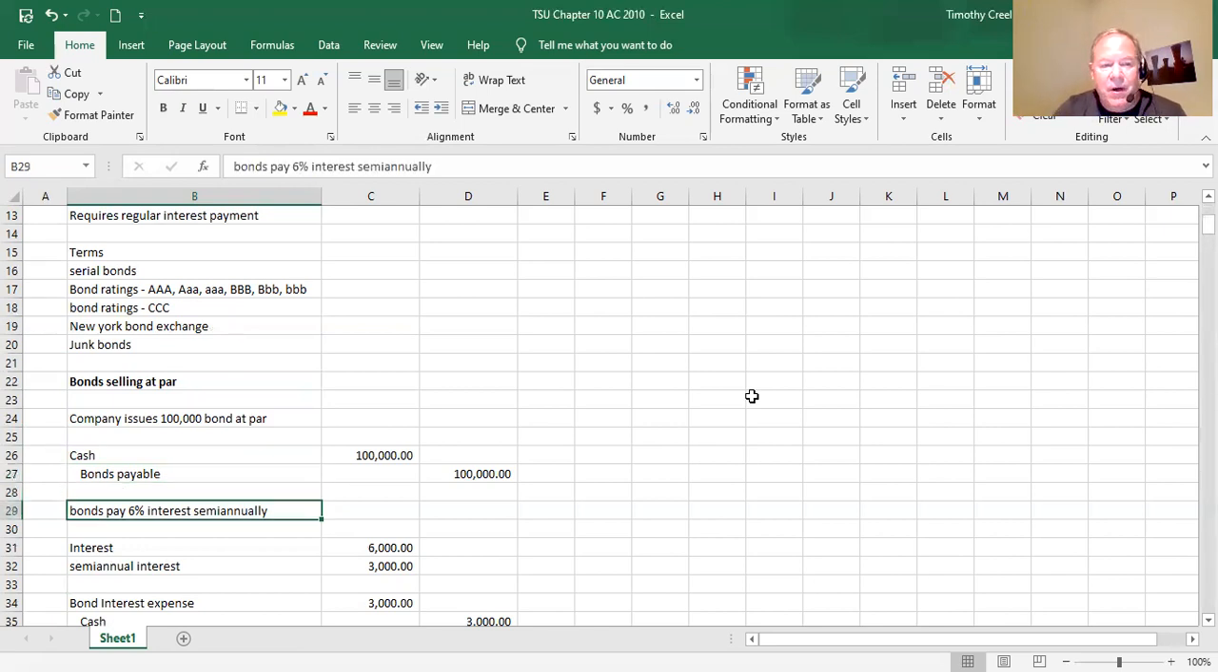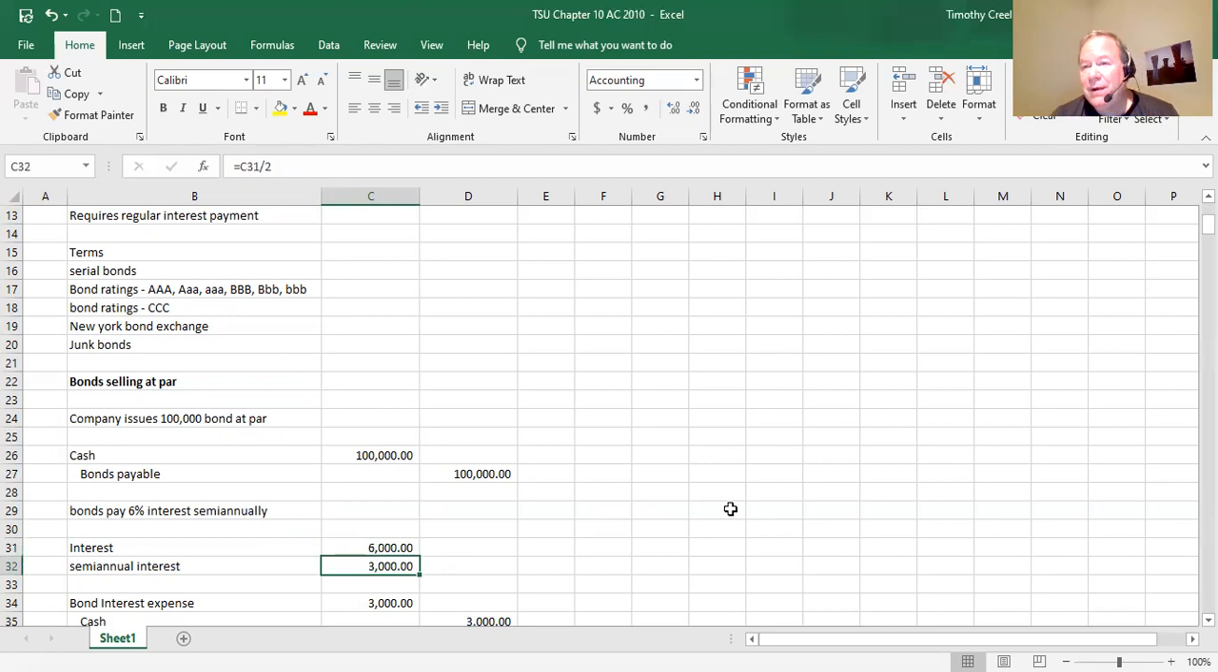Now, let's say the bonds pay 6% interest semi-annually. And most bonds you're going to see pay interest semi-annually. It just means twice a year. Every 6 months, they're going to pay interest. So what we would want to figure is the amount of interest. Basically, we would just take the face value of the bond times the percentage of interest, and then we would divide it by 2 if the payment is made semi-annually. So in this case, it's going to pay $3,000 interest per year.